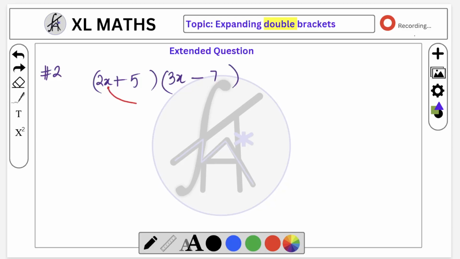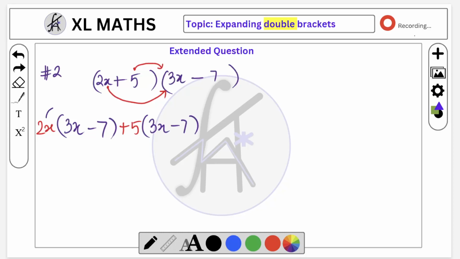Exactly the same as we discussed earlier. The first term, 2x, times the entire second bracket, 3x minus 7. Then we have the other term, that is plus 5, times the second bracket, 3x minus 7. Okay, now it becomes single bracket expansion.